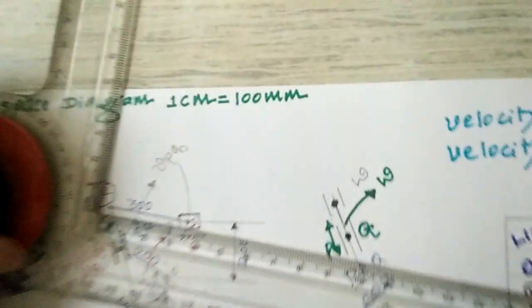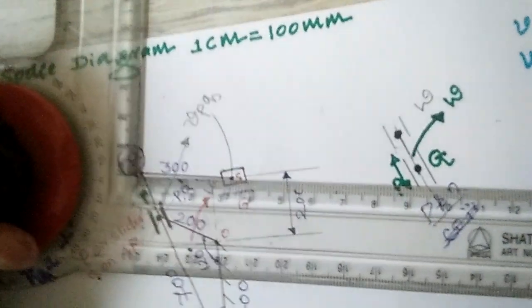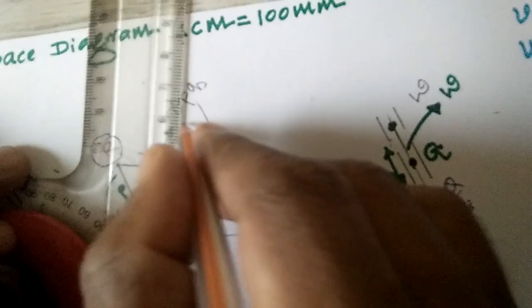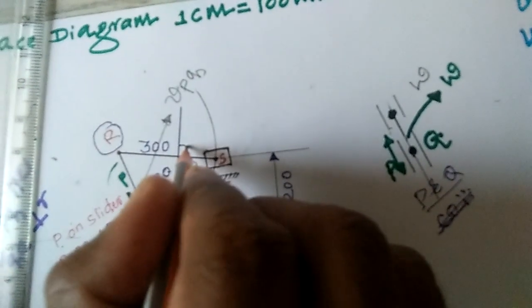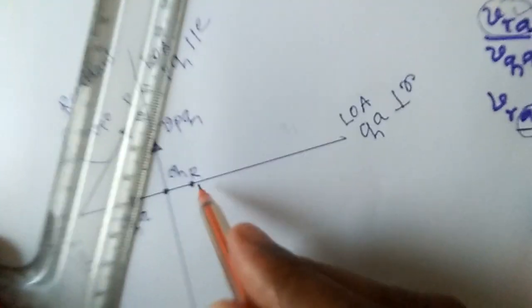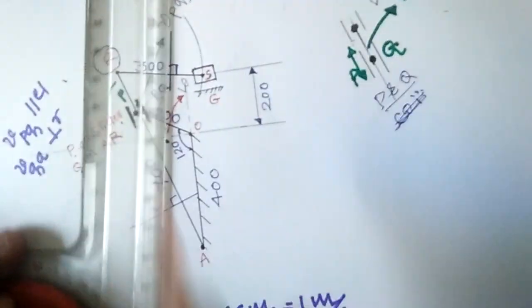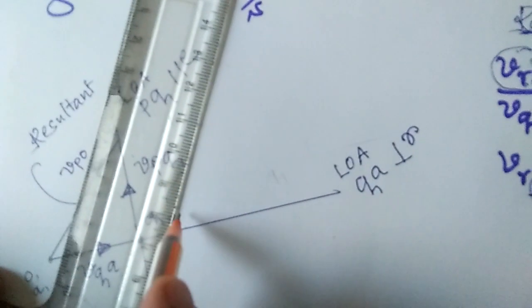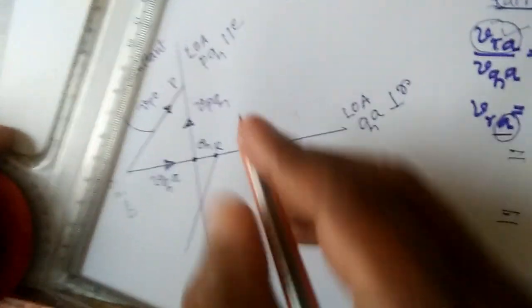Then from this one, once again you have to draw the RS. That is a link. The slider RS is there. Then here also you have to draw the perpendicular. That is the velocity of S with respect to R. You have to take a perpendicular. R point is known. You have to draw the line of action only, because you don't know the magnitude. I have drawn the line of action here also. Okay, then you got it.